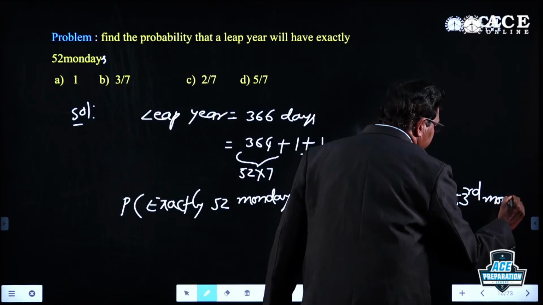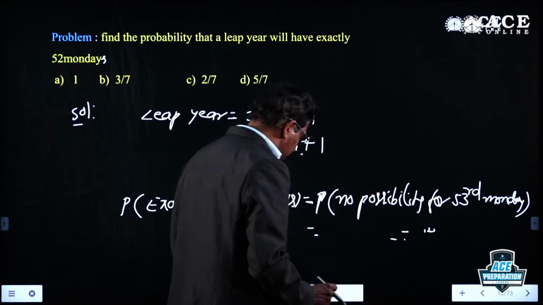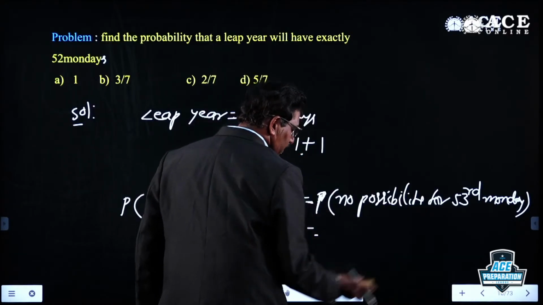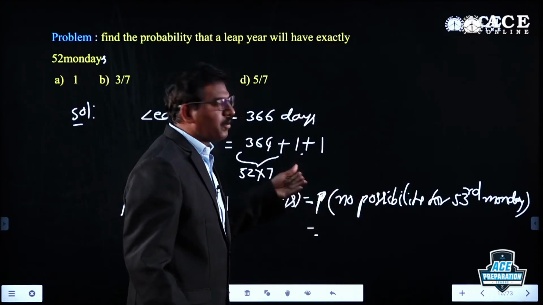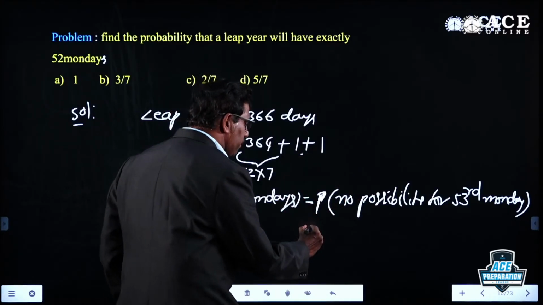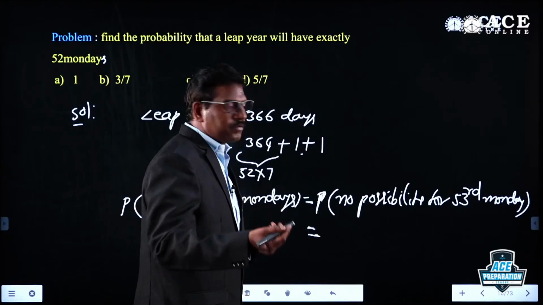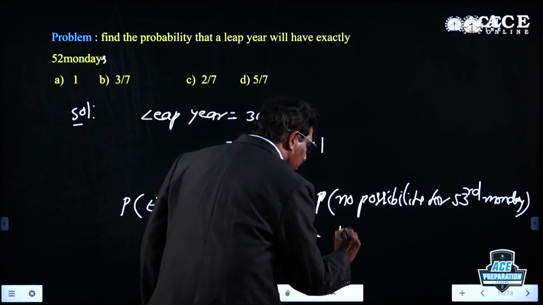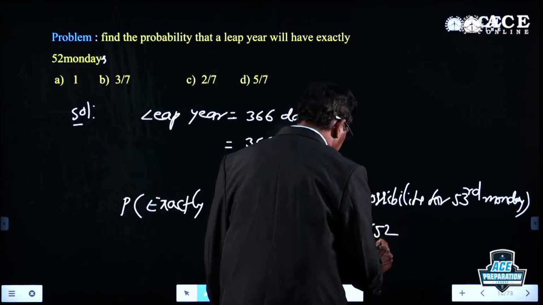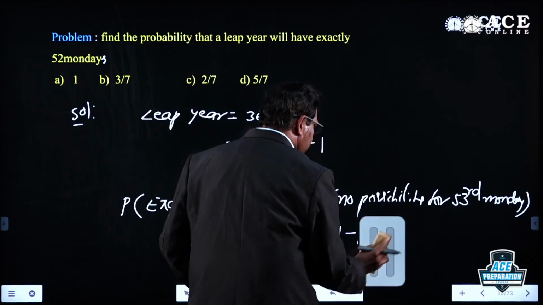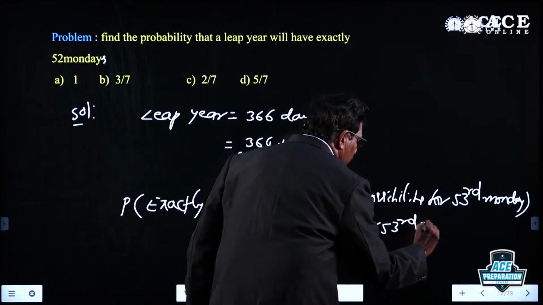53rd Monday. Is it? Probability of no chance for 53rd Monday means simply what it is? It is the probability of non-occurrence. Probability of non-occurrence means complement. It is nothing but 1 minus probability of occurrence, that is 1 minus P of 53rd Monday.